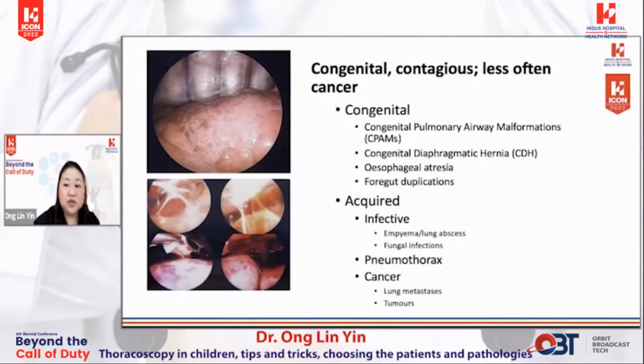In children, the vast majority of thoracic conditions encountered are congenital, such as CPAMs, esophageal atresia, foregut duplications, congenital diaphragmatic hernias, and acquired, such as infective conditions, pneumothorax. We very rarely have to deal with cancer. As such, the organ to be removed can actually be taken out piecemeal through a very small incision rather than having to enlarge the incision to remove the entire organ intact.